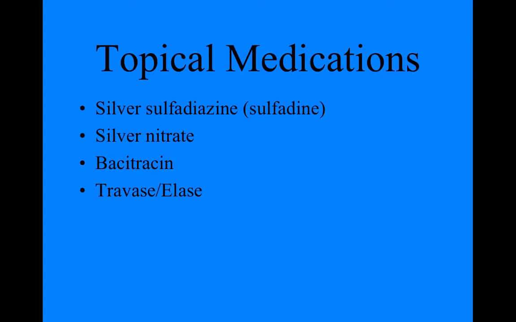Bacitracin is effective against gram-positive organisms. And then another one that you'll run into is Travase or Elase, and that's an enzymatic debriding agent. It's not antibacterial, but it is good at going in and cleaning up the wound if there's any debris early on in the burn.